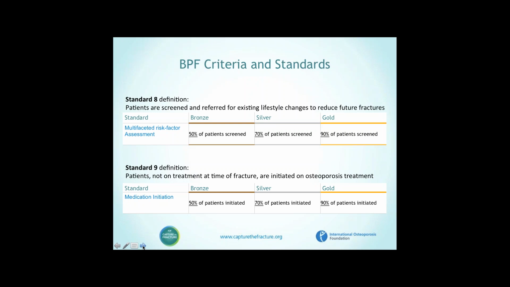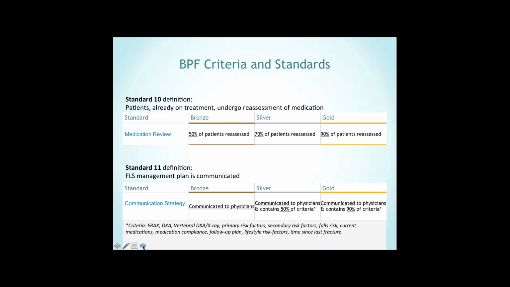Standard 9 refers to those patients who are recommended treatment who are actually initiated on treatment. And again, we use the same threshold of 50, 70, and 90%. We recognise that many patients have already been identified at high risk of fracture at the time they've had a fracture and may already be on pharmacotherapy. Standard 10 emphasises the need to reassess for compliance and other risk factors that may cause them to fracture on treatment. And again, we use thresholds of 50, 70, and 90% for bronze, silver, and gold.